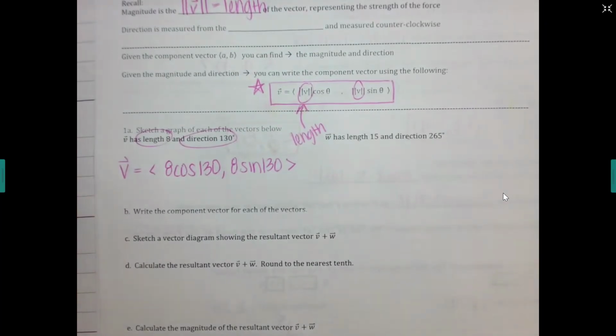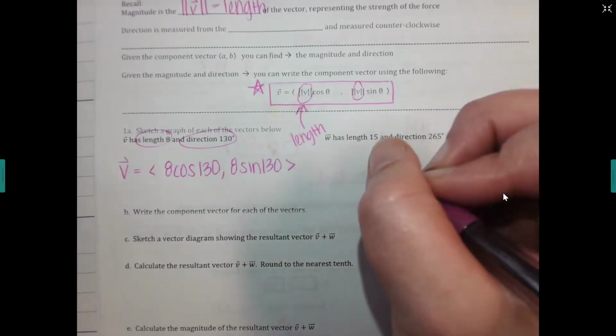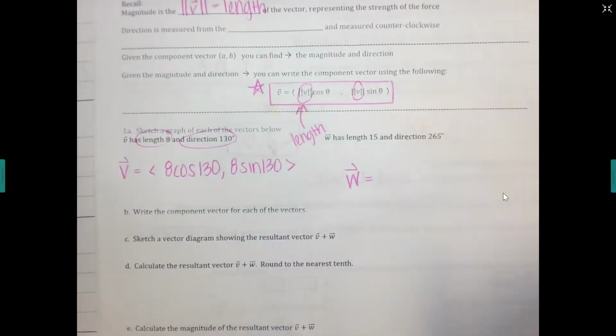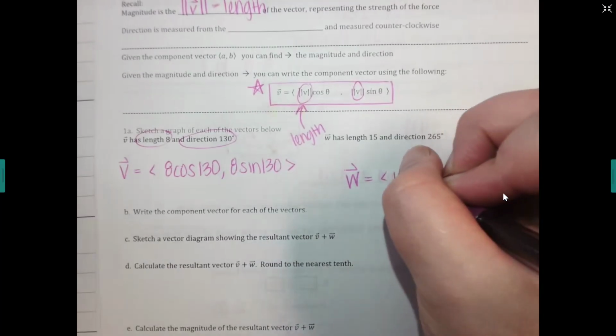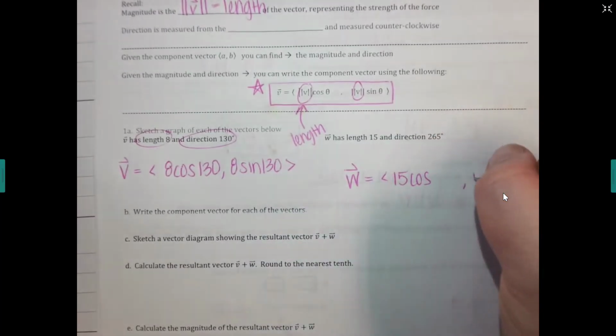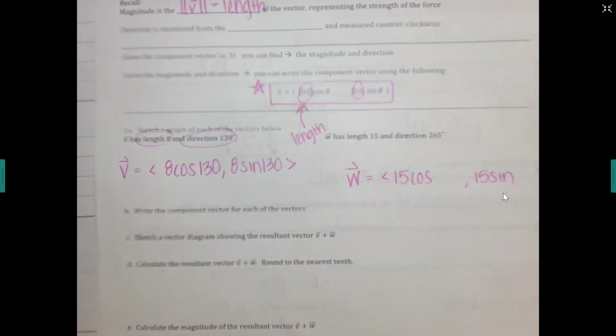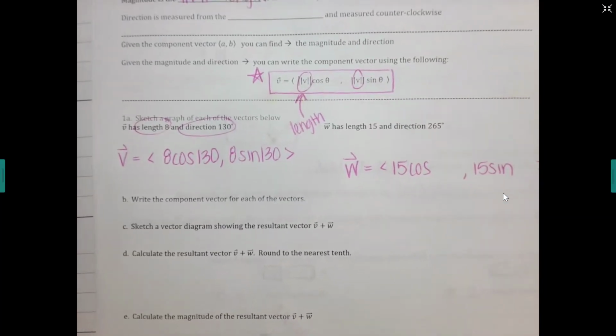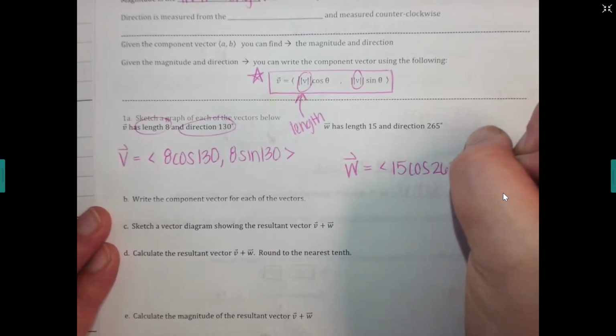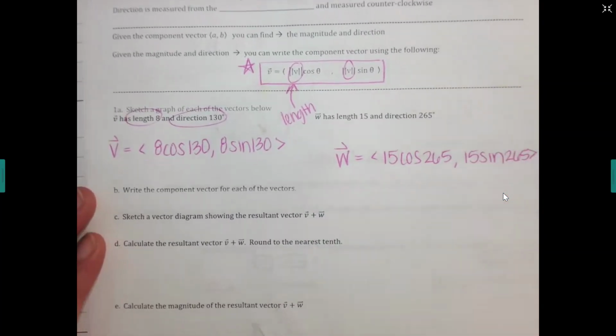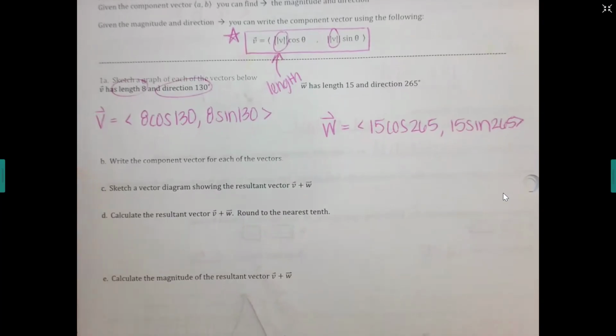Okay, look at W. It says W has length 15 and direction 265. Then I'm going to put W equals. My length is 15. Remember that goes in both parts. But my first one gets a cosine. My second one gets a sine. And then the direction goes into this spot right here. So it'd be 265 and 265. Okay. So rather than you just having the X and the Y off the bat, for today, you're going to have to write the X and the Y using this formula that we have right here.